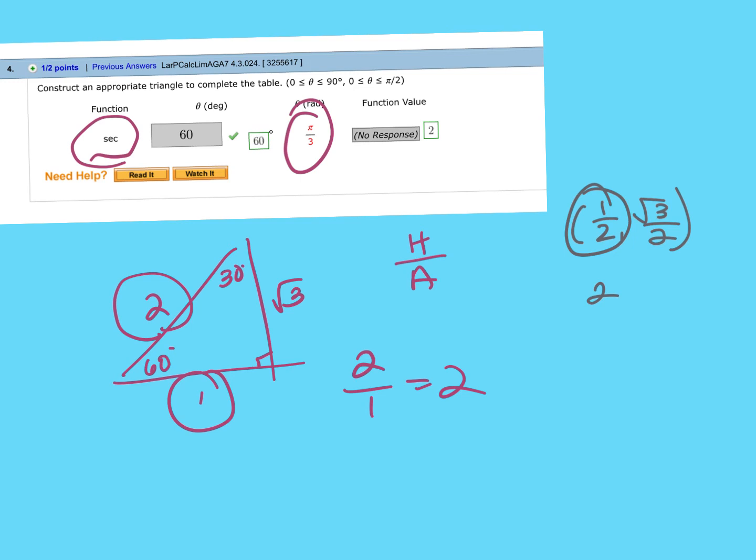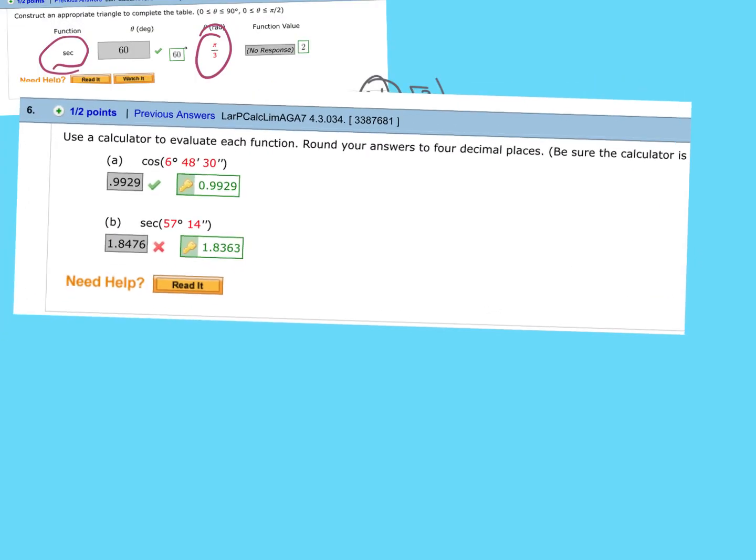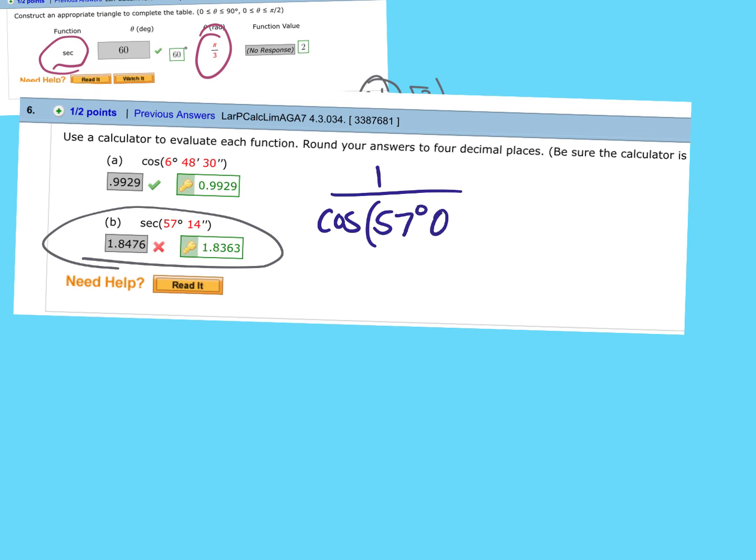And then what was the other question? So when you're doing this one and you type that into the TI-84, you have to do 1 divided by cosine, and then you have to do 57 degrees, 0 minutes and 14 seconds. And it has to be in degrees. 0 minutes, and then 14 seconds, with the second plus. Yeah, I'm blanking out on how we got 60 degrees on the secant.